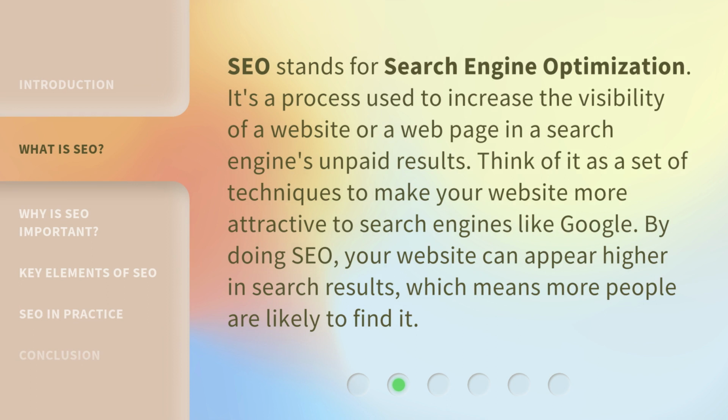SEO stands for Search Engine Optimization. It's a process used to increase the visibility of a website or a web page in a search engine's unpaid results. Think of it as a set of techniques to make your website more attractive to search engines like Google. By doing SEO, your website can appear higher in search results, which means more people are likely to find it.